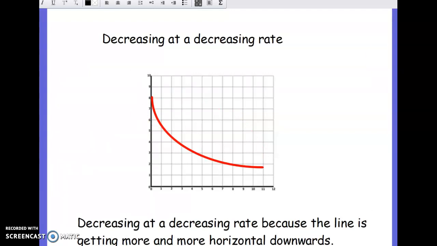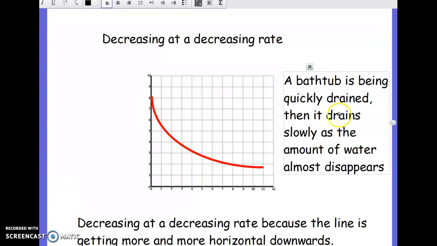Decreasing at a decreasing rate. What can you think of for this scenario here? And it could be anything. So can you think of something? So this one here, I said a bathtub is being quickly drained. Then it drains slowly as the amount of water almost disappears. So that is an example of something that could be decreasing at a decreasing rate.